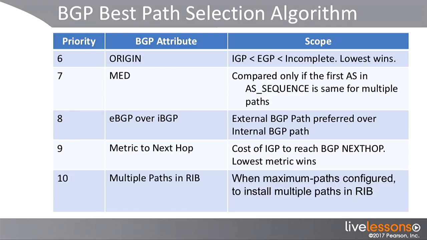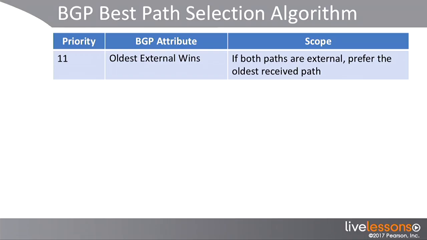Multiple paths in the RIB. If you have the maximum-paths command configured under the address family to install multiple best paths into the RIB, then all those best paths, based on the number of best paths allowed, will be installed in the routing table. Oldest external wins. If both paths are external, prefer the oldest received path. Based on which path was received by the router first, that path will be selected.